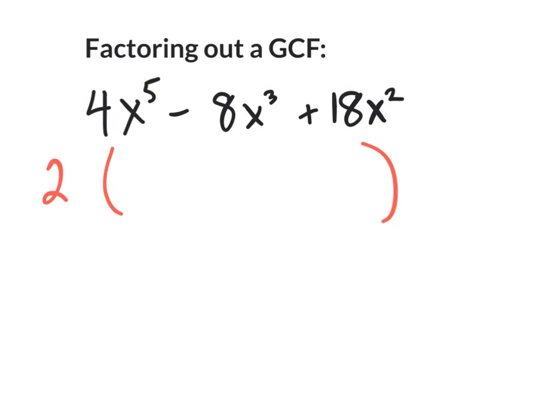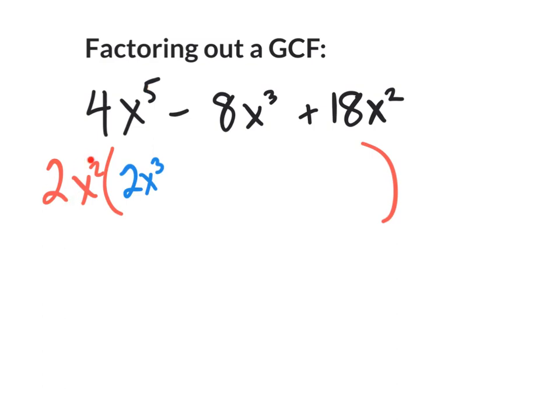Well, there's 5 x's here. There's 3 x's there. There's 2 x's there. We could pull out a maximum of x squared. 2x squared is the GCF. And then you think, 2x squared times what will get you that 4x to the 5th? Well, 2x squared times 2x to the 3rd. Remember, when you're multiplying, you really add exponents. 2 plus 3 is 5.